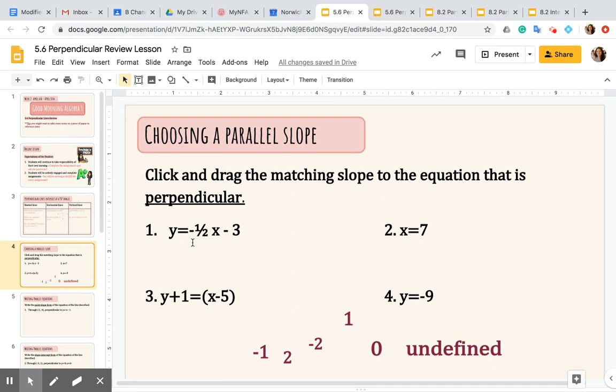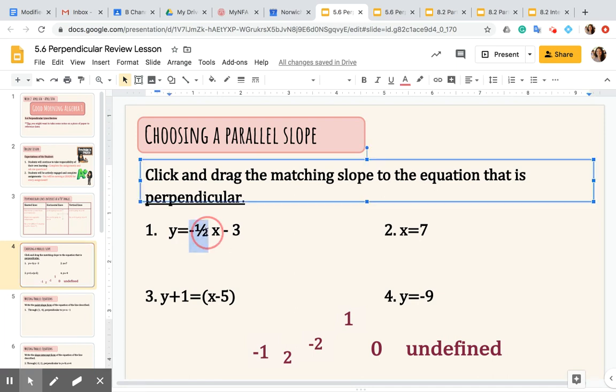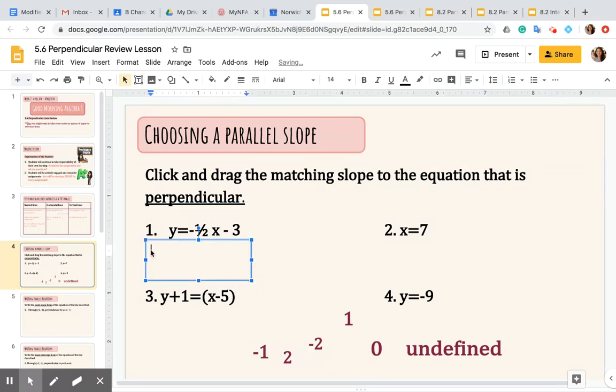Okay, so looking at the first one, it says y equals -1/2 x minus 3. My slope is right here. My slope is -1/2. Well, let me actually just show you how you can do the work here. And you don't have to do this. I'm just going to insert a little text box so you can see. My original slope is this, right? -1/2. I want to do two things to this slope. I want to make it positive because it's originally negative, so I want it to be the opposite. And I want to flip that number upside down.